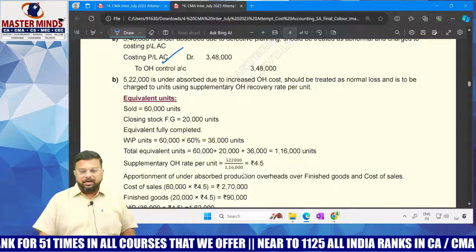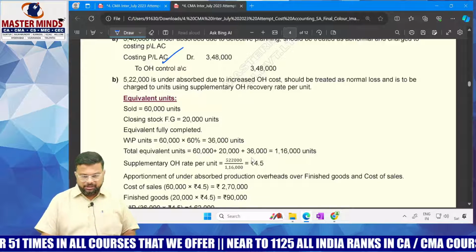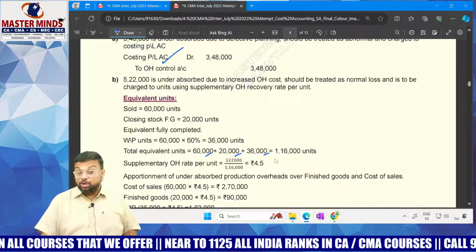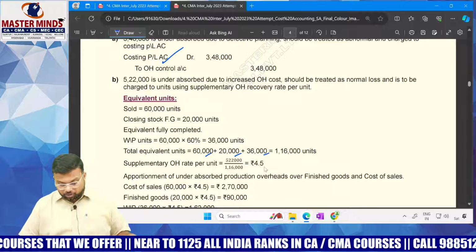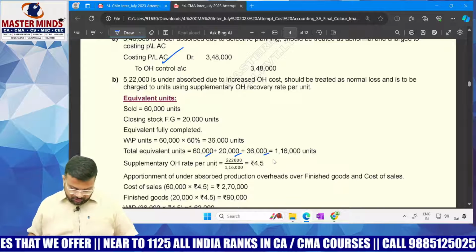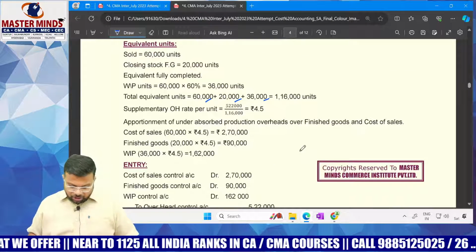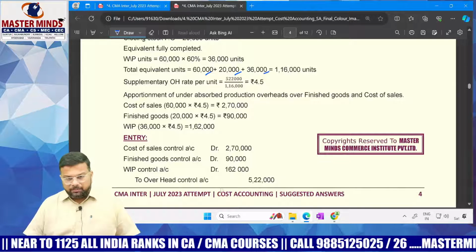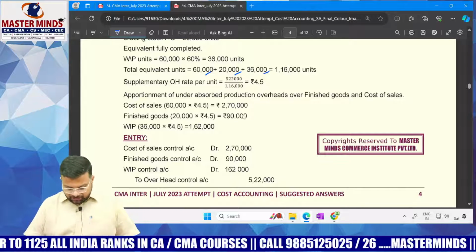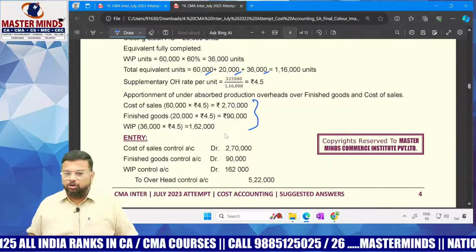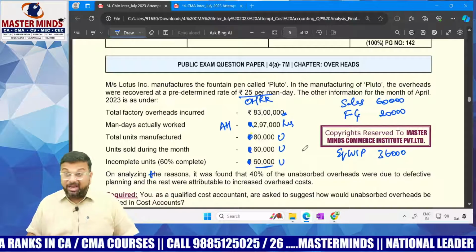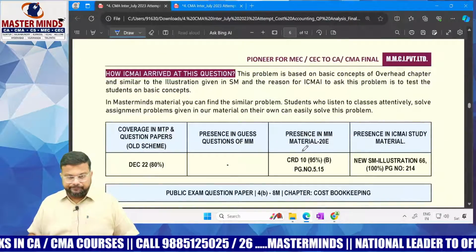This is divided by equivalent units. That is 60,000 sold, 20,000 finished goods, and 36,000 equivalent work in progress units. So per unit, how much do you get? 4.5. Using this rate, we will pass an entry: cost of sales account debit, finished goods control account debit, work in progress control account debit. How did we get these amounts? I have mentioned it clearly here. Then credit to overhead control account, right? So this is 4A. Next, 4B.